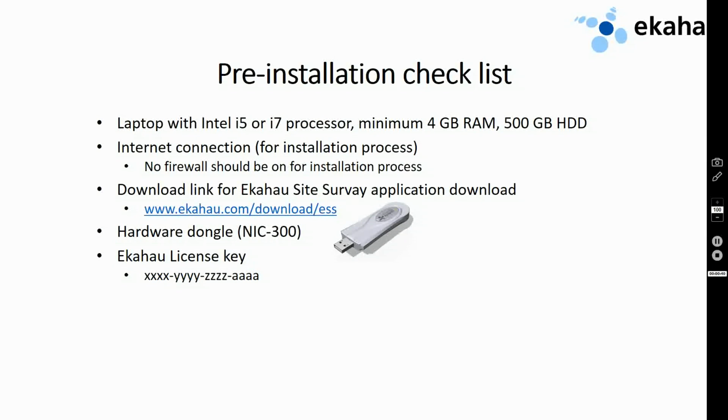You also need to have the download link for the Ekahau Wi-Fi site survey application, which is mentioned as www.ekahau.com/download/ESS. Please ensure that you have the hardware dongle called NIC 300 from Ekahau and insert it into the device that you are going to install the application onto. And last but not least, the license key is required for completion of the installation procedure. So let's go and see how we can install the software.